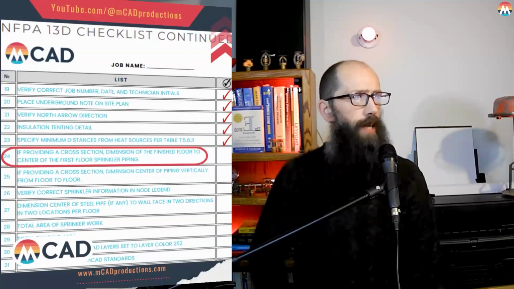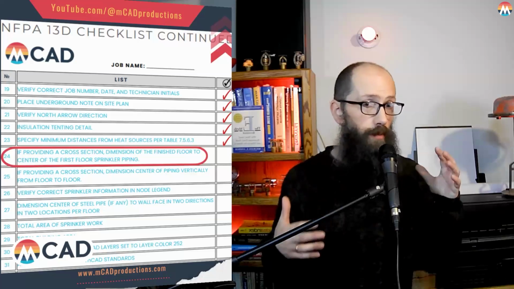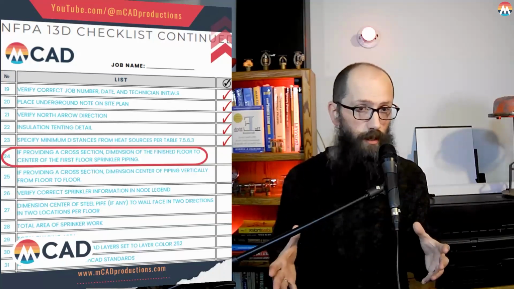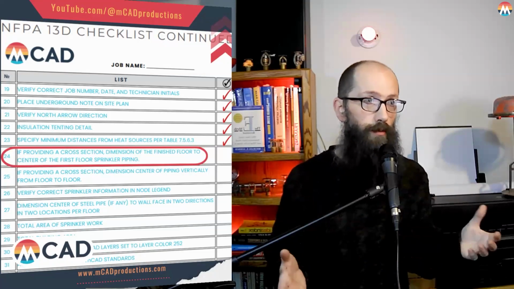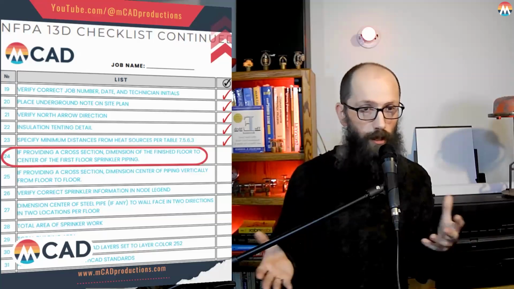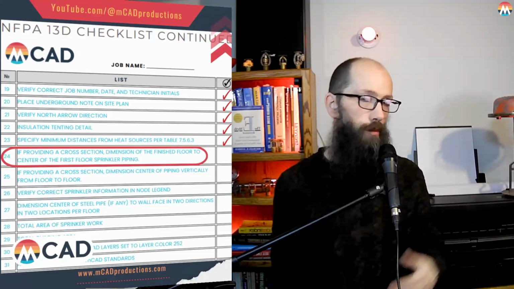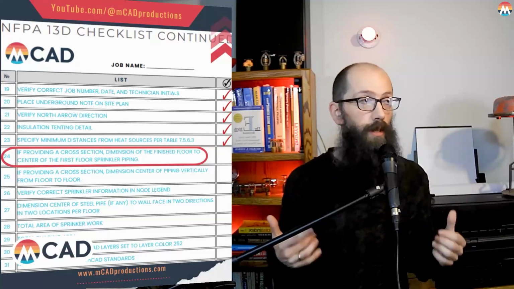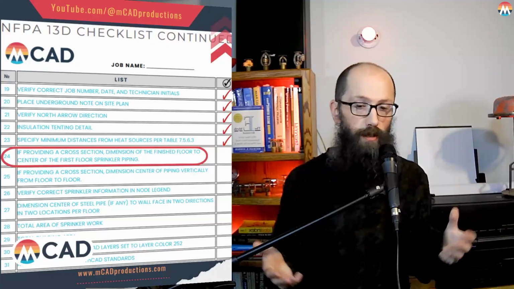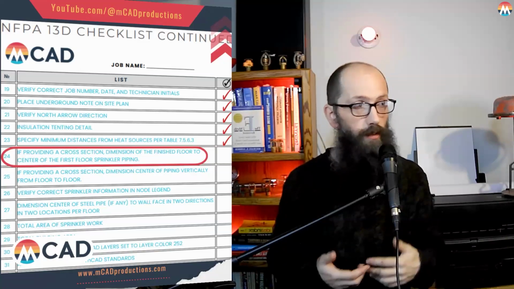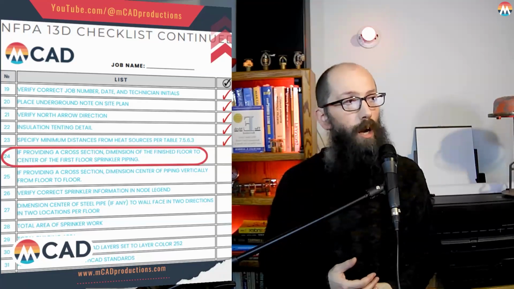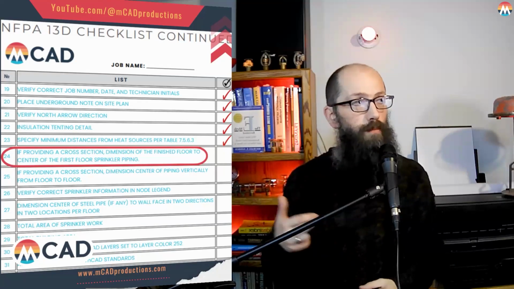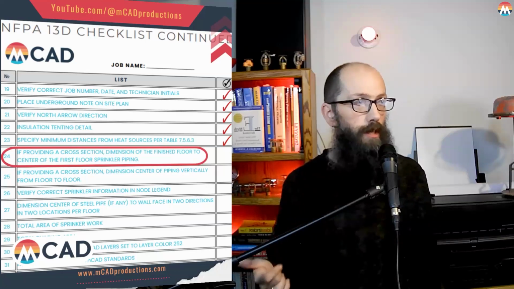All right, so if providing a cross section, again, because it is not required by 13D, but if you are providing a cross section, and we just always do if we are given one from the architect or home designer, whoever did the drawings, sometimes home plans can be really primitive, like literally almost a napkin sketch, and there aren't always cross sections. But if we have one, we put it on there and we put a dimension from the finished floor to the center of the first floor sprinkler piping.